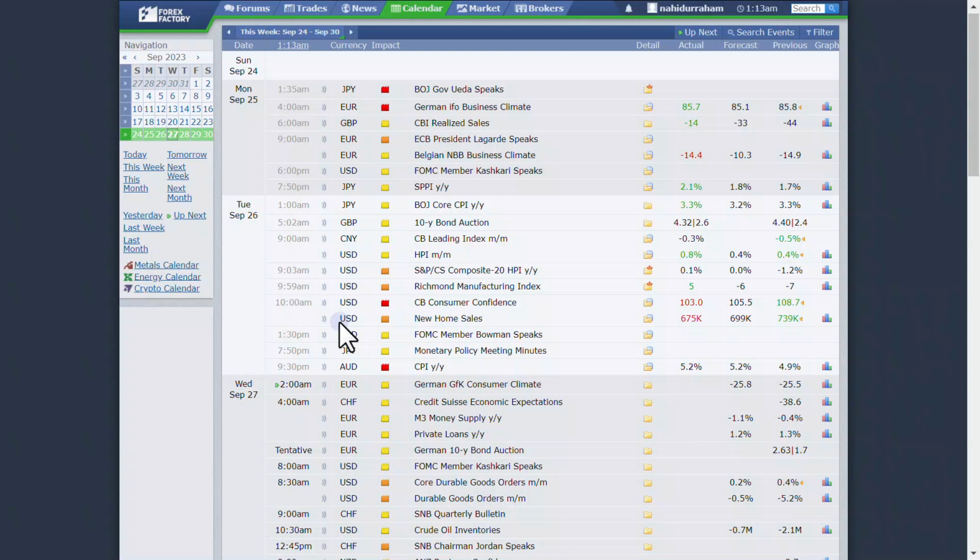Before going to the market, I would like to highlight one thing from the Forex Factory calendar. You see, this is Tuesday, 26th September, 10 a.m. New York local time. There is a high impact news for USD, CB consumer confidence. It is a high impact news, and it was released at 10 a.m. That means the first macro, 9:50 to 10:10 a.m., you can't trade in that macro. Is it clear, guys? Let's go to the market now.